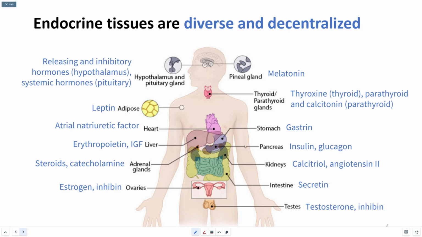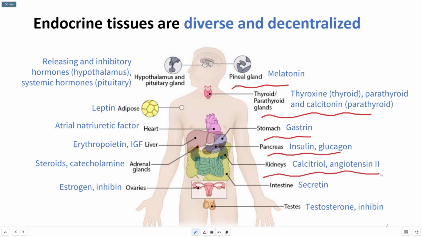In the pineal gland, we have melatonin. In the thyroid gland and parathyroid glands, we have thyroxine, parathyroid hormone, and calcitonin. In the stomach, we have gastrin. In the pancreas, we have insulin and glucagon. The kidneys produce calcitriol and angiotensin II. The intestines secrete secretin. Testes secrete testosterone and inhibin. For female ovaries, they will produce estrogen and inhibin.